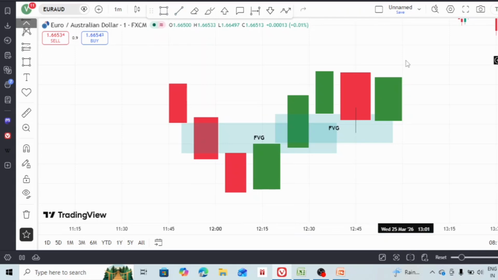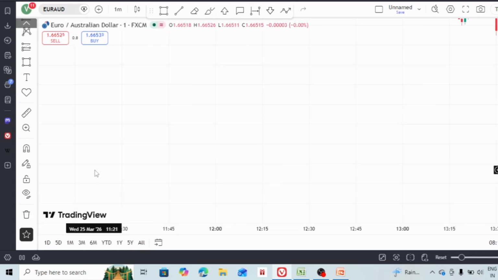So this is about the inverse fair value gap. I hope you understand which one is a good inverse fair value gap and which one is a bad inverse fair value gap. Inverse fair value gap means a fair value gap that flips and acts as support or resistance. I hope you understand what an inverse fair value gap is.